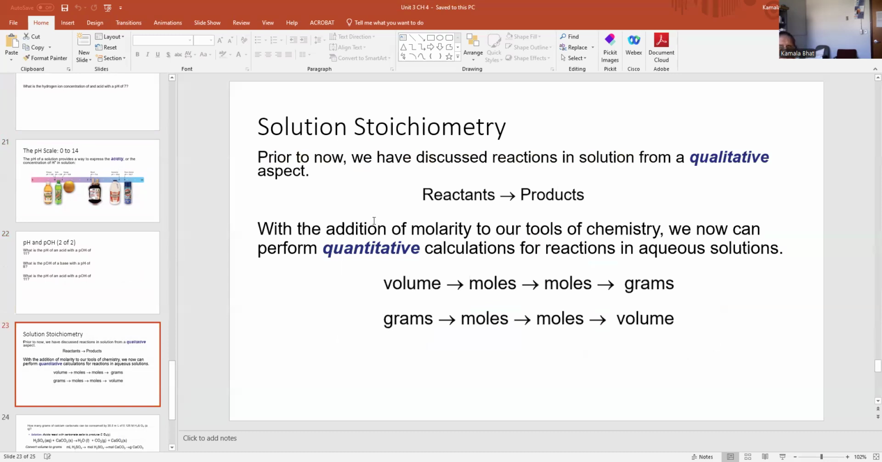And so in solution stoichiometry, you convert the volumes to moles of reactant, to moles of product, and to grams of product, and vice versa. So you can do the calculations both ways.